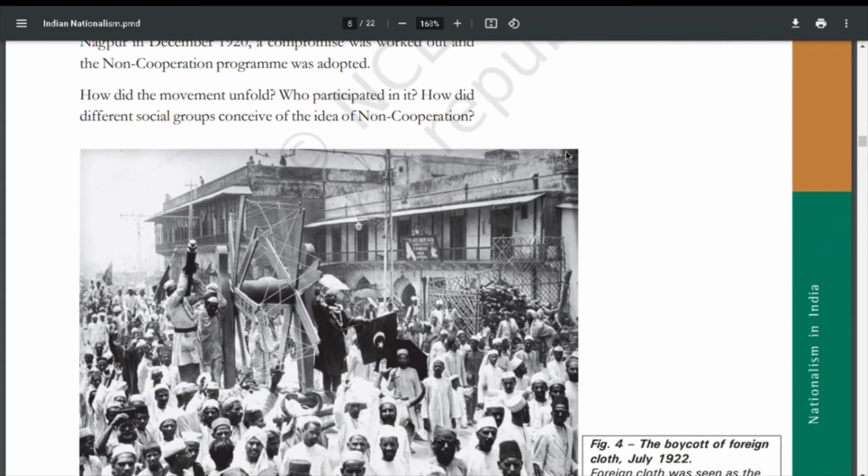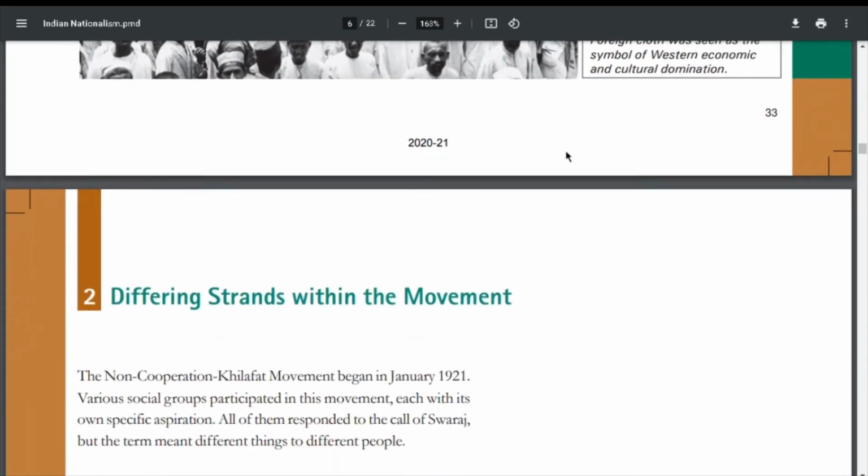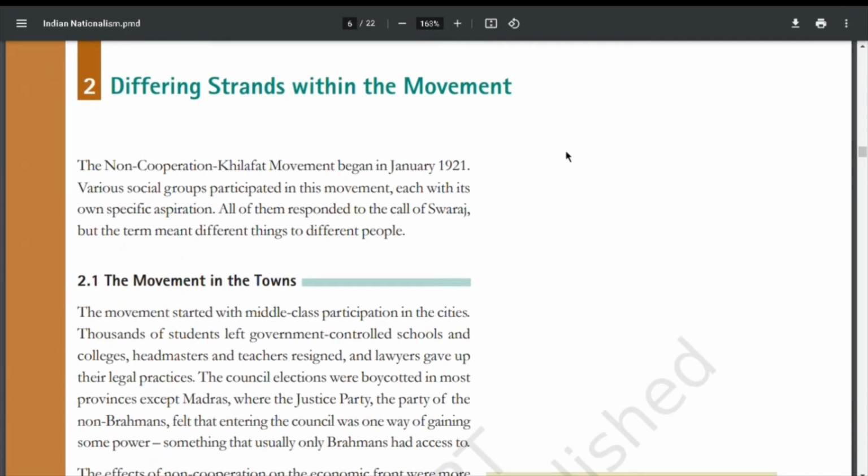How did the movement unfold? Who participated in it? How did different social groups conceive of the idea of non-cooperation? 2. Differing strands within the movement. The non-cooperation Khilafat movement began in January 1921. Various social groups participated in this movement, each with its own specific aspiration. All of them responded to the call of Swaraj, but the term meant different things to different people.